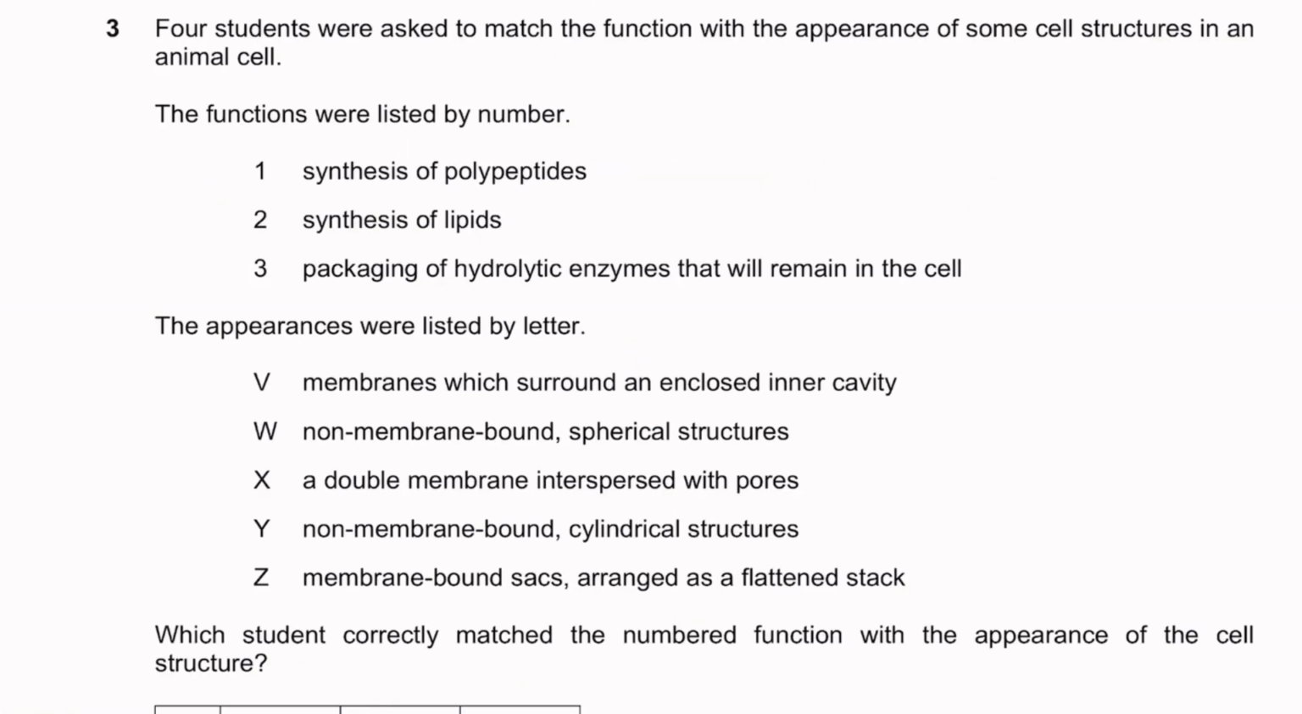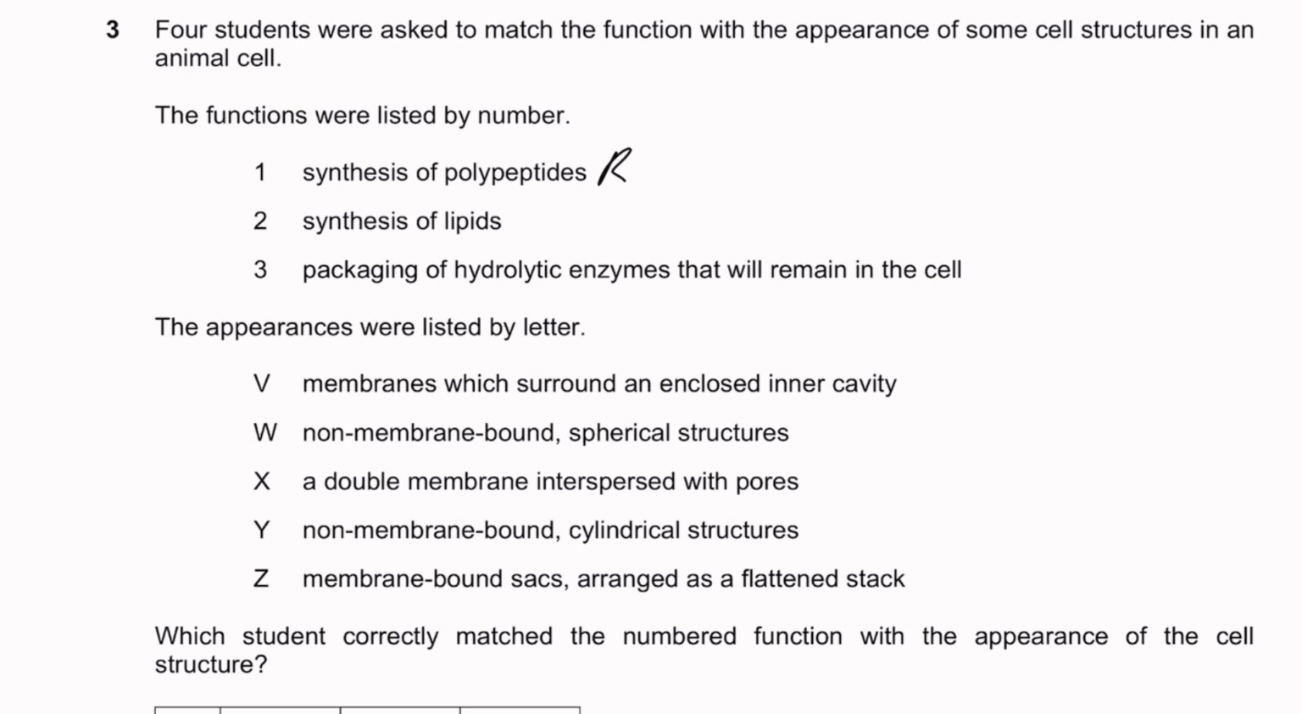Okay. 4 students were asked to match the function with the appearance of some cell structures in an animal cell. The functions were listed by number. Synthesis of polypeptides, so this has to be ribosomes. Synthesis of lipids, the smooth endoplasmic reticulum. Packaging of hydrolytic enzymes that will remain in the cell. I think it could be the Golgi apparatus, I suppose, because they're enzymes, so they're functional. So let's assume it's Golgi.